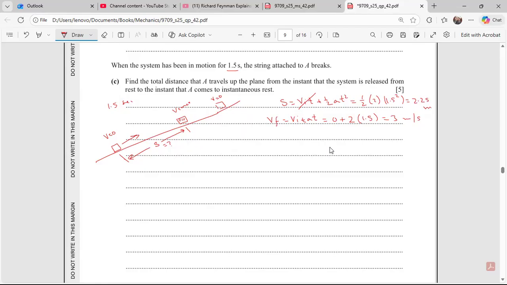It will stop, right? So why will it stop? Because there are two forces acting on it. One is its weight, which is trying to pull it down, and one is the frictional force, which is resisting its movement, right? So how much is this?